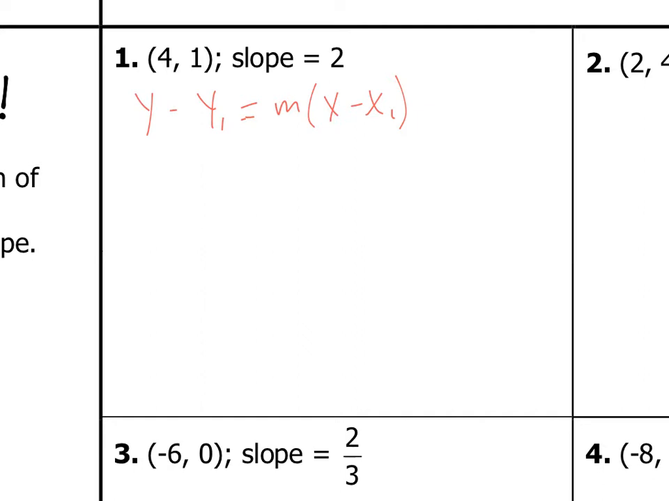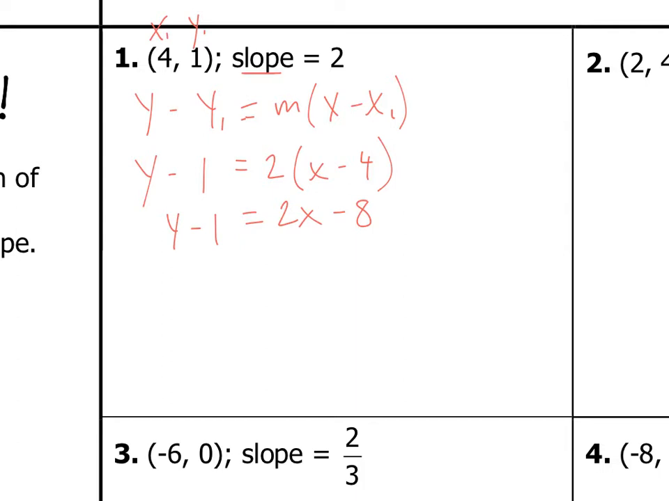So again, 4 is x1, 1 is y1. So it looks like this. Be careful with your negatives if you were to have them. So y minus 1 is equal to, again, slope is m, so 2 times this quantity x minus 4. I need to distribute here on the right-hand side, so we'll just leave y minus 1 alone, and we're going to say this turns into 2x minus 8.